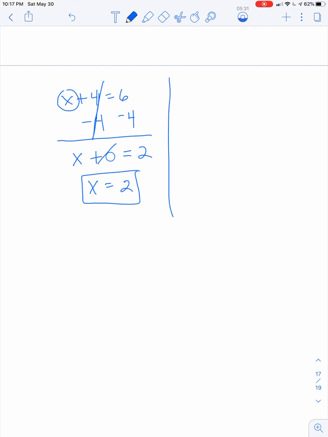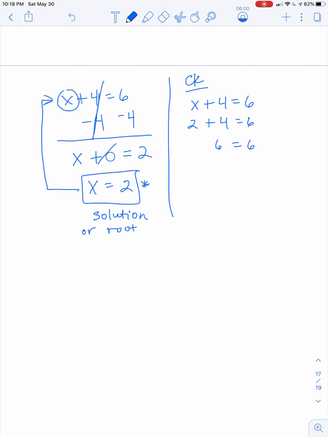Okay, now we can check this as well. So over here, I'm going to actually check it. I'm going to put in my solution for x, which was 2. Does that make a true statement? Yes, it does. So 2 is the solution or the root. We realized in the last lesson that we can refer to this as the solution or the root to the equation. In other words, 2 satisfies this equation. So let's look at 23.1 together.